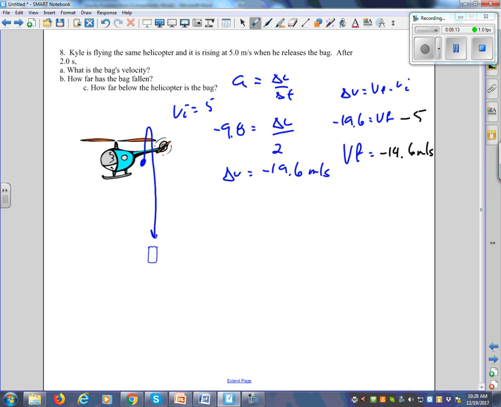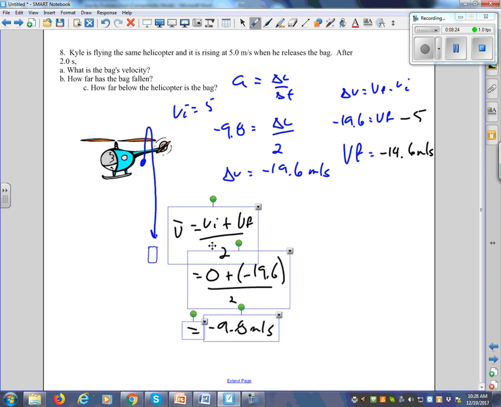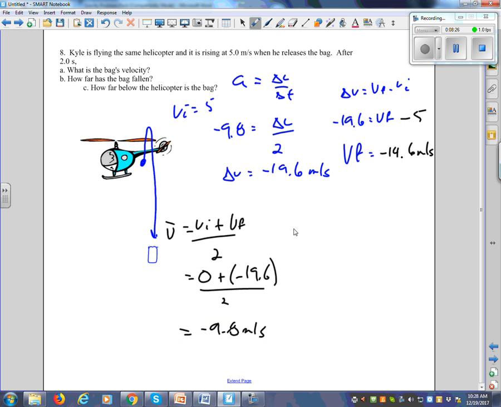So does that change anything? How far has the bag fallen? What about the next step? Is it the same step? Is it the same work? It is. It's the same steps, it's just not the same number. So instead of a VF of minus 19.6, the VF is minus 14.6, isn't it? And the VI is no longer 0. It's in fact 5. Right? And 5 minus 14.6, and then divide by 2.